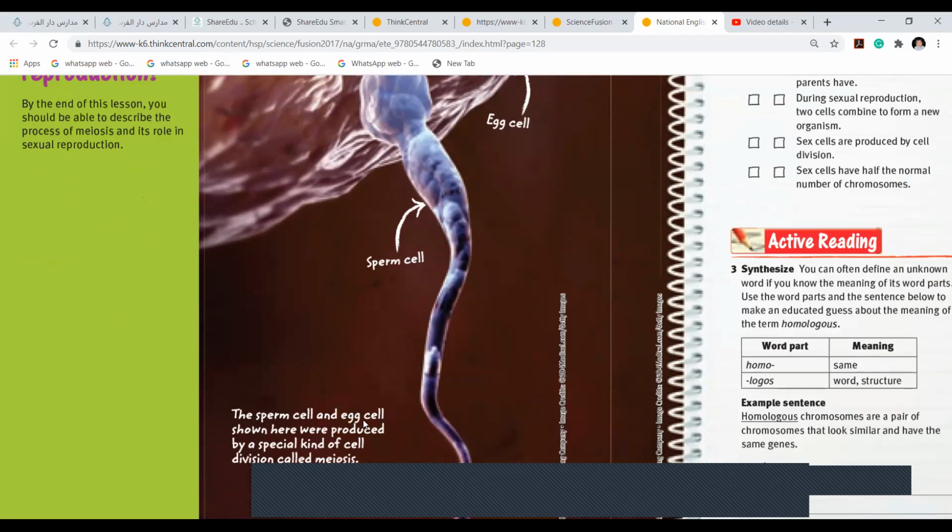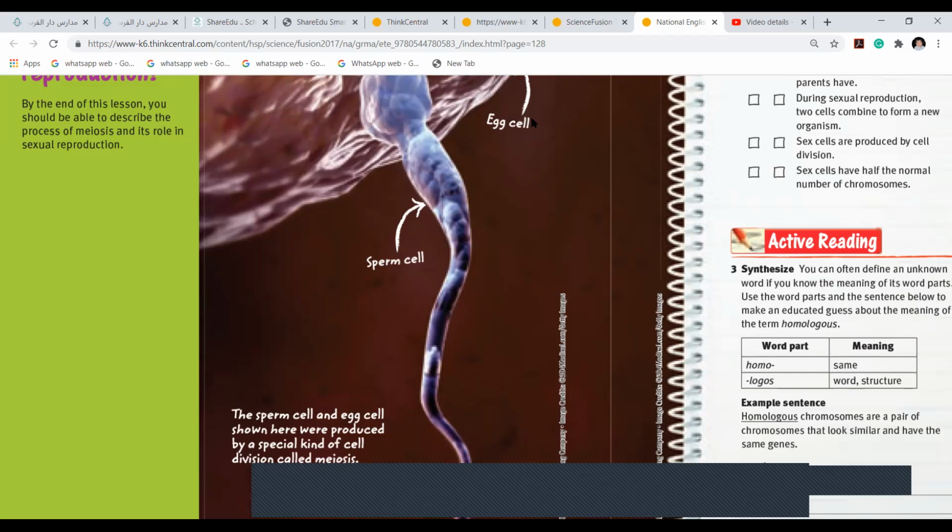Sperm cell and the egg cell produce a special kind of cell division which is called meiosis. Again, meiosis involves both parents, male and female. The male produces sperm cell, which looks like a tail here, and the female produces egg cell. Okay, these two cells, they fuse, they combine, and they make a special type of cell, and this process is called meiosis. I hope I am clear. I explained you well.